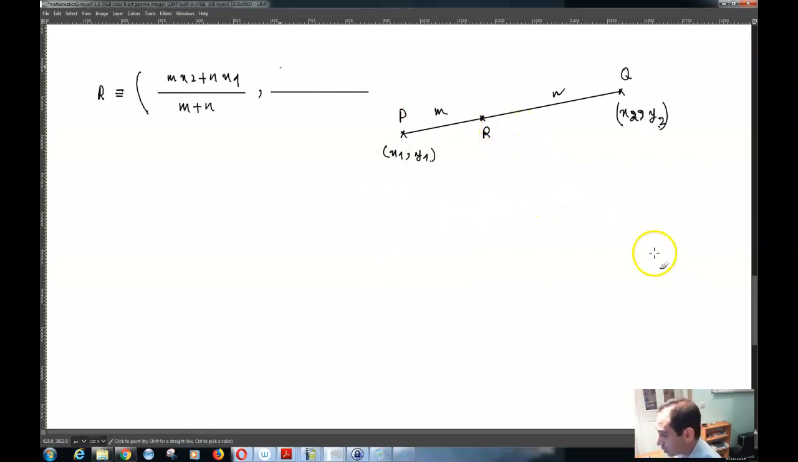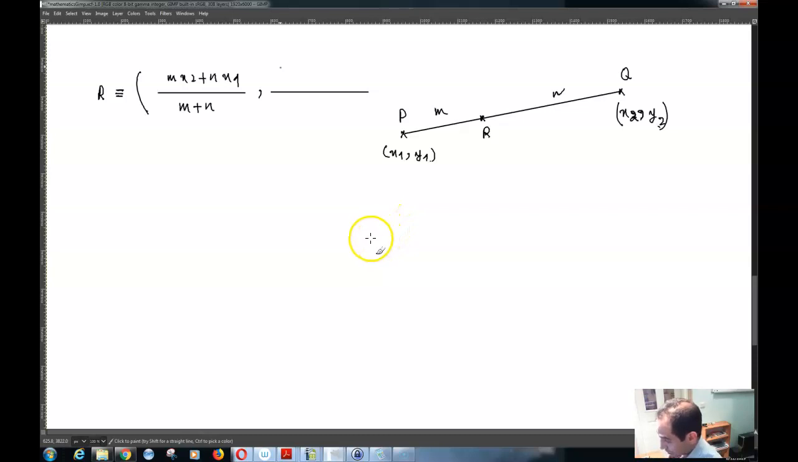Now, there is another concept related to this. Suppose that you have a line segment AB, and there is a point, for example C, which divides the line segment AB externally in the ratio, for example, m to n.